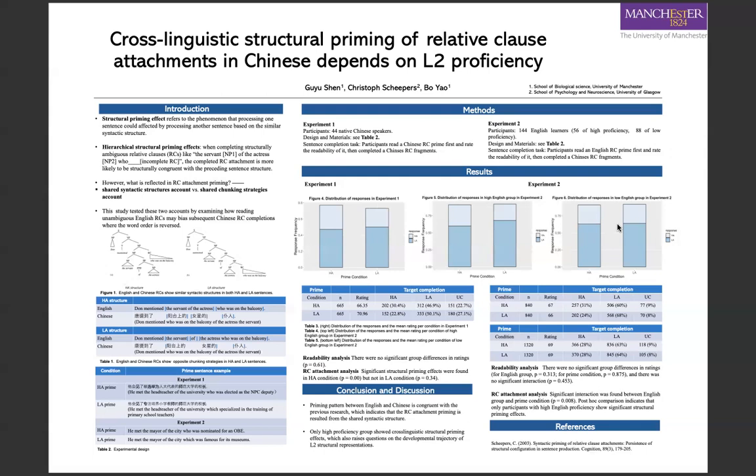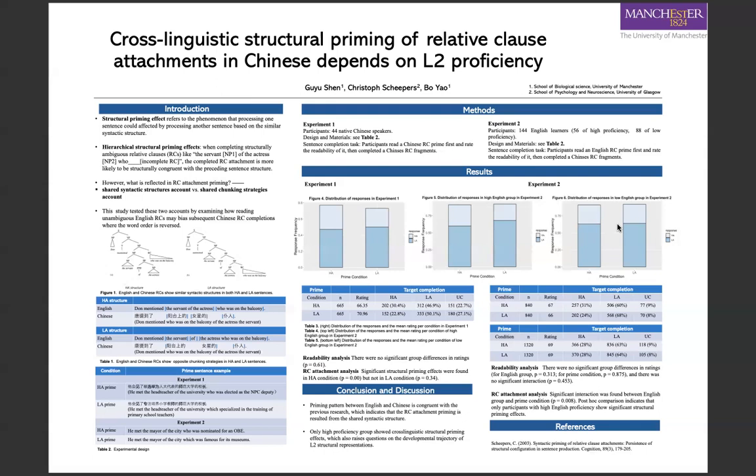We performed two experiments using the sentence completion paradigm, where participants needed to read an unambiguous relative clause first and rate how readable the sentence is. Then they needed to complete a relative clause fragment. Experiment 1 was performed in native Chinese speakers in order to replicate the relative clause structure priming in Chinese. And experiment 2 was performed in Chinese-English bilinguals of different proficiency levels. We used English unambiguous relative clauses as primes and Chinese relative clause fragments as targets to see whether there would be a structural priming effect based on their similar syntactic structure.